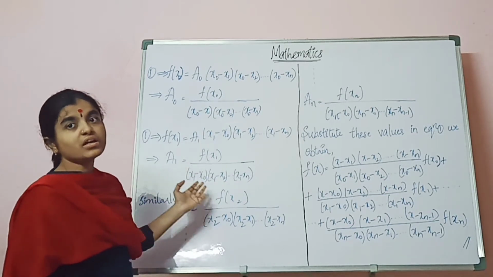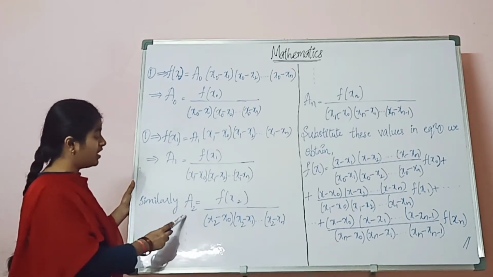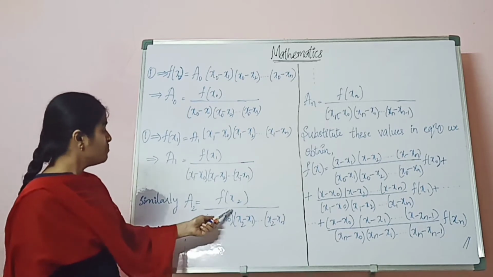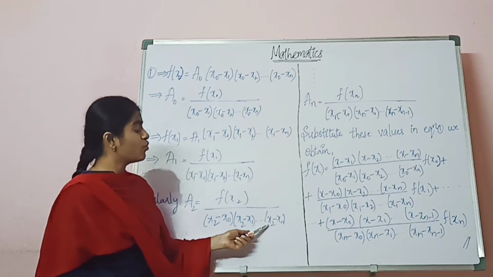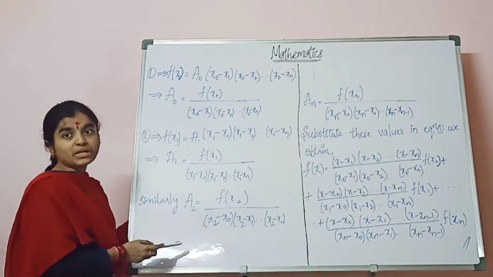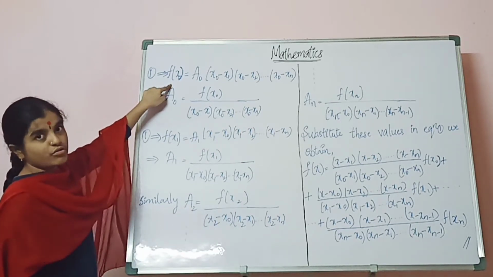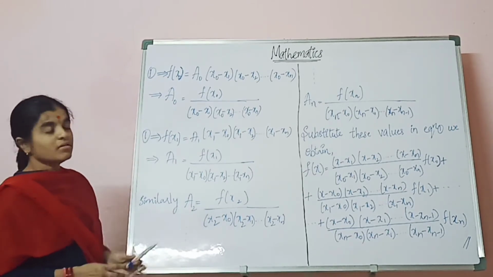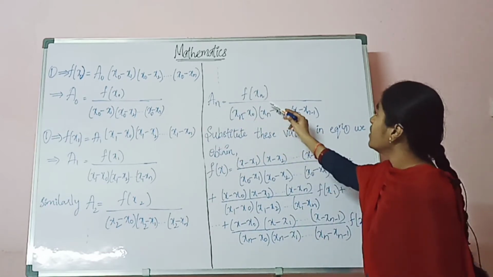a1 value also we are taking same as a0. So similarly we have to take a2 also. a2 equals f of x2 by (x2 minus x0) into (x2 minus x1) so on up to (x2 minus xn). So what we are substituting in the place of x is x2. First we are substituting x0, after that x1, after that x2. Now in the place of x we are taking the xn value.